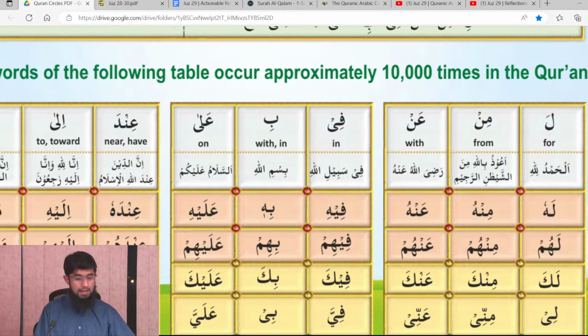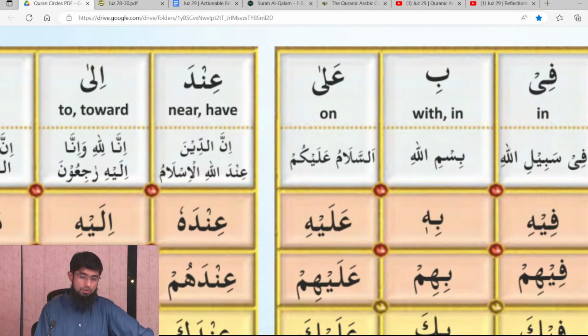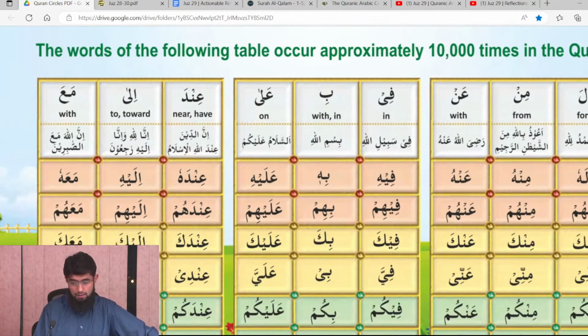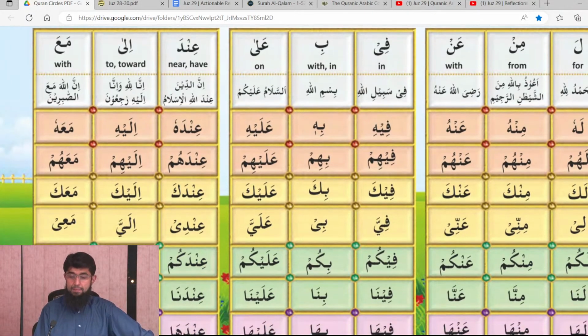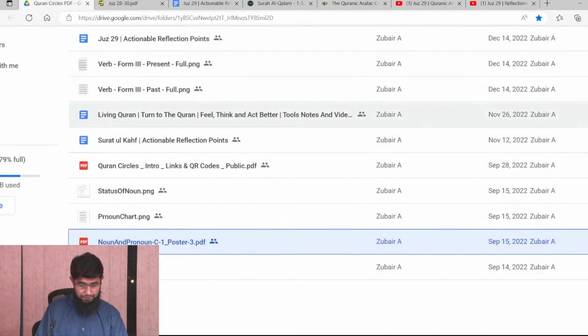Inna dina inda Allahil Islam. So the religion with Allah is only Islam. And ila means to or toward. So inna lillahi wa inna ilayhi rajiun. In ilayhi, you have to or toward. And ma'a means with, like inna Allah ma'a sabirin. And then these can be connected to pronouns, which we'll take a look at in the next chart.